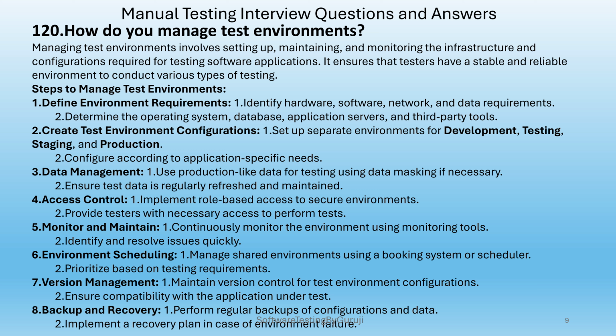Third, data management. Use production-like data for testing, using data masking if necessary. Ensure test data is regularly refreshed and maintained. Fourth, access control. Implement role-based access to secure environments. Provide testers with necessary access to perform tasks. Fifth, monitor and maintain. Continuously monitor the environments using monitoring tools. Identify and resolve issues quickly. Sixth, environment scheduling. Manage shared environments using a booking system or scheduler. Prioritize based on testing requirements.